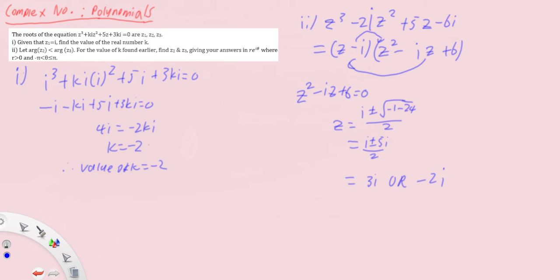And you notice that, hey, there's no conjugate root pair, right? i, there's no minus i. 3i, there's no minus 3i. Minus 2i has no plus 2i.